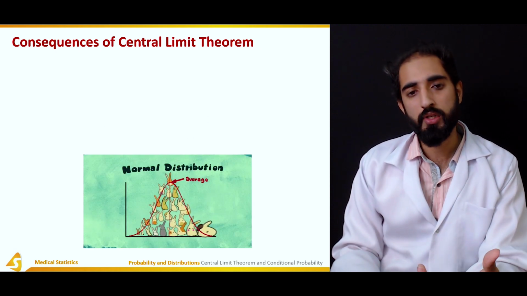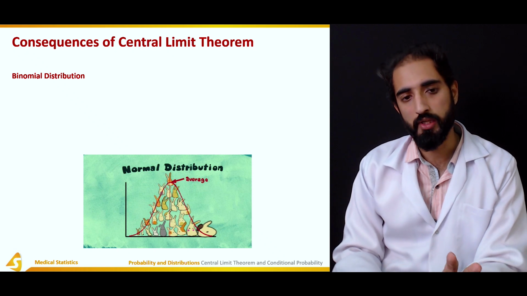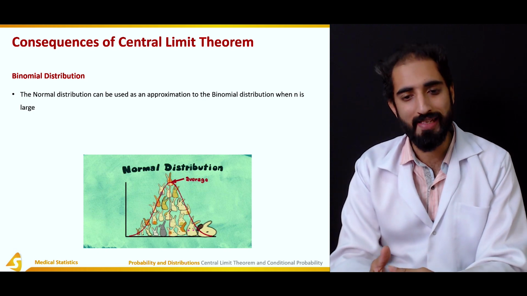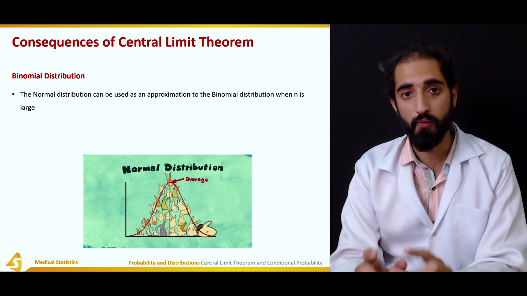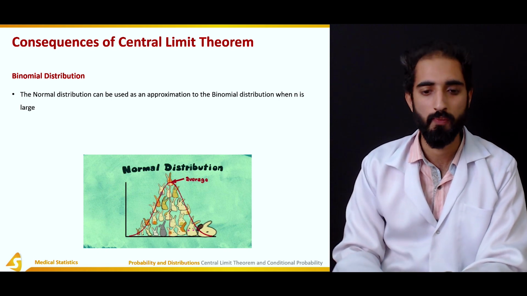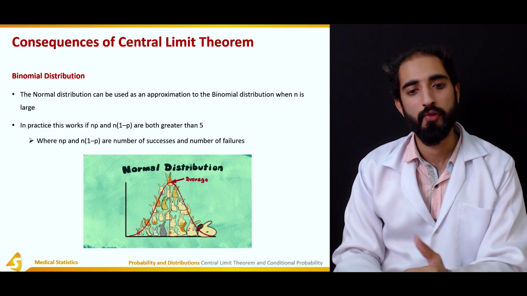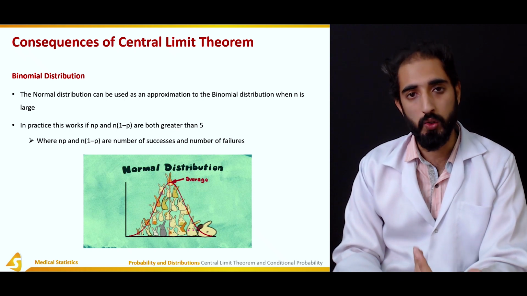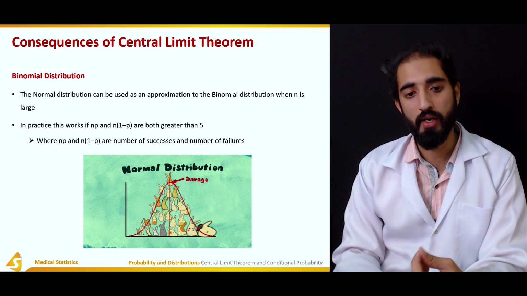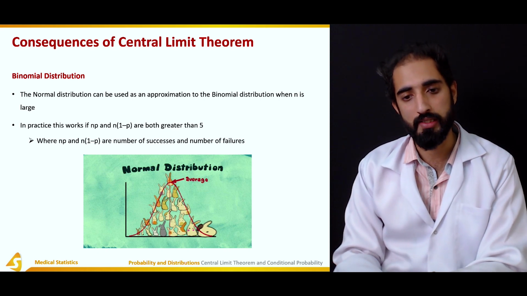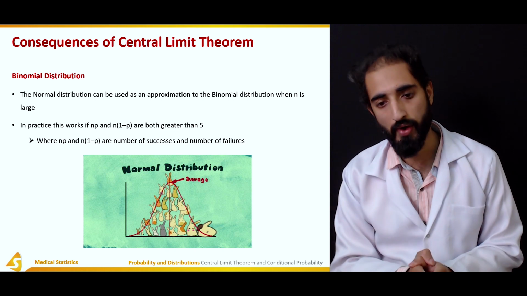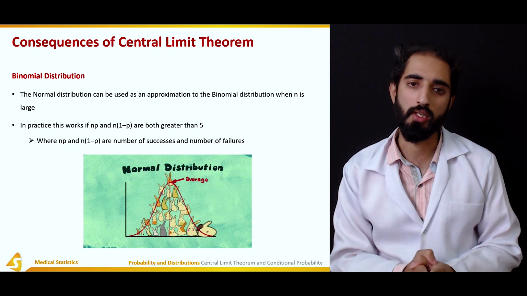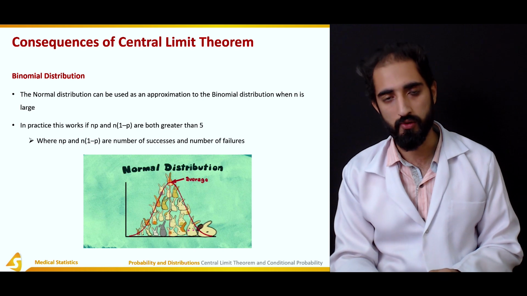And talking about the consequences of central limit theorem, let's start off with the binomial distribution. The normal distribution can be used as an approximation or as a substitute to the binomial distribution when n, which is the sample size, is very large. In practice, this works if np and n(1-p) are both greater than 5, where np and n(1-p) are the number of successes and number of failures. So if they are greater than 5, then we can use the normal distribution instead of the binomial distribution by the use of central limit theorem.